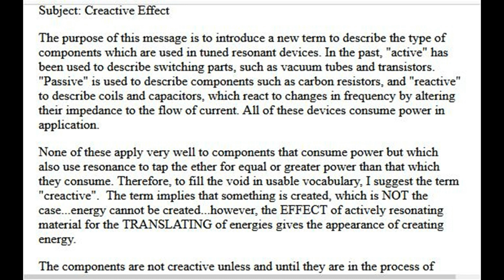Therefore, to fill the void in usable vocabulary, I suggest the term creative. The term implies that something is created, which is not the case. Energy cannot be created. However, the effect of actively resonating material for the translating of energies gives the appearance of creating energy. The components are not creative unless and until they are in the process of creating the effect.